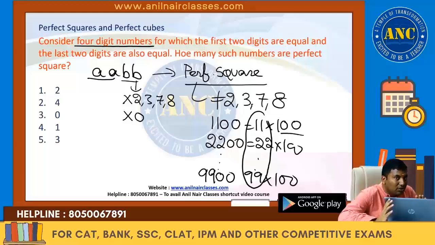0 is not possible because the last 2 digits will be the same. So it will become 1100, 2200, 3300, 4400, up to 9900. All will have only one multiple of 11. 0 is not possible.